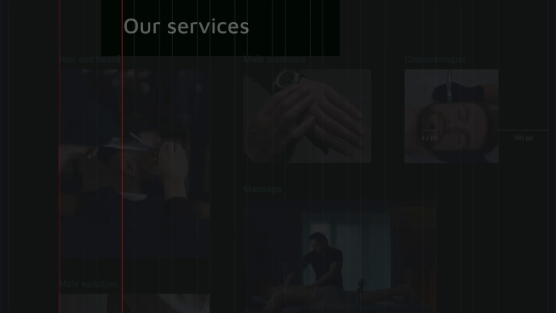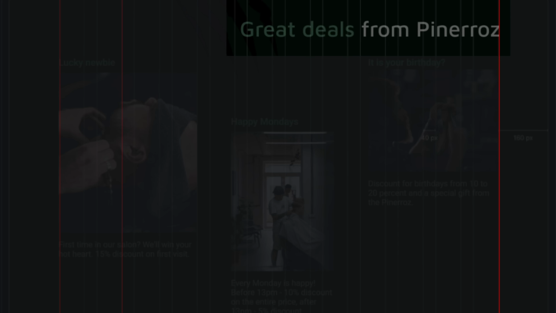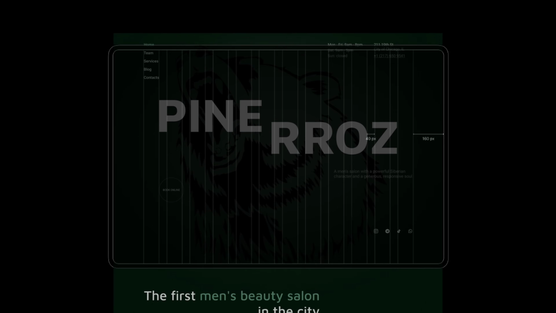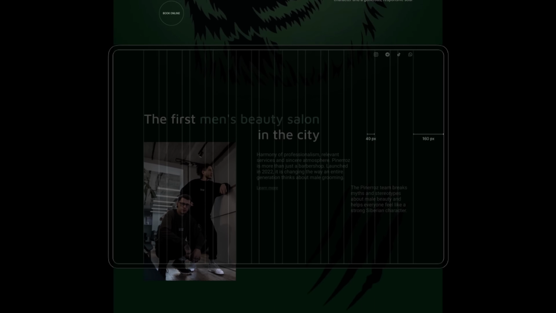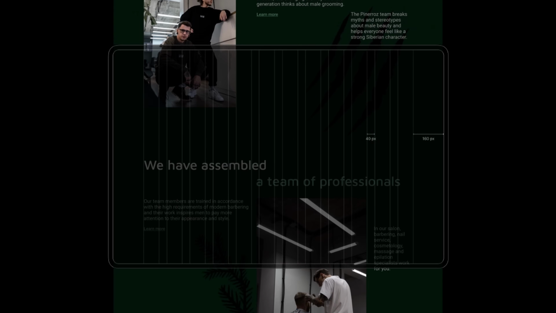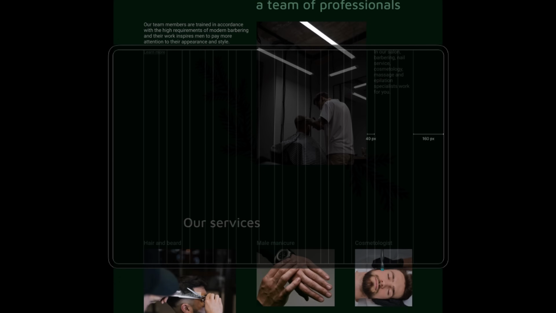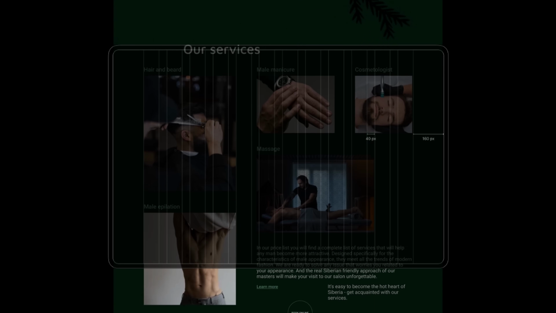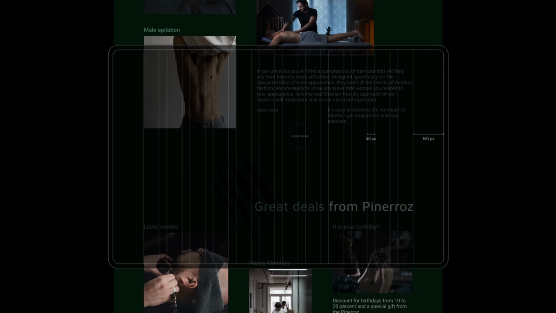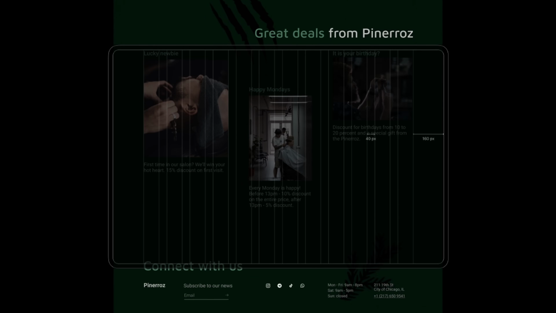In one block, they align to the first column, in another block to the second, and in the third to the third column. So if you look closely, there is a grid and elements seem to follow it, but there is no real logic or hierarchy in this design. The grid, the structure, just doesn't feel like it's there at all.